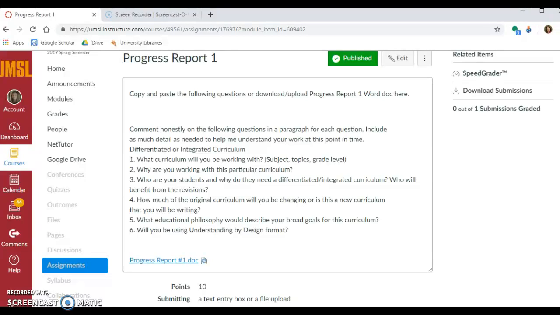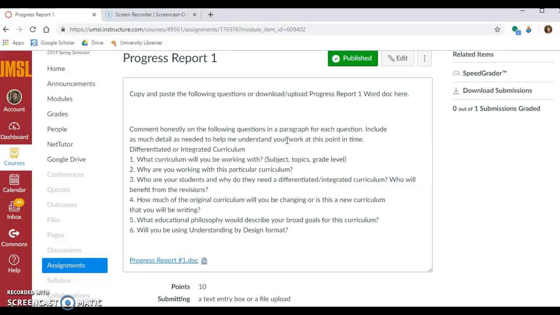Who are the students? And then think about differentiating and integrating social justice or global learning or another 21st century theme. Why do they need the differentiation and the integration? Who will benefit from the revisions? So thinking about different student groups. How much of the original curriculum will you be changing, or is this a brand new curriculum you're writing?